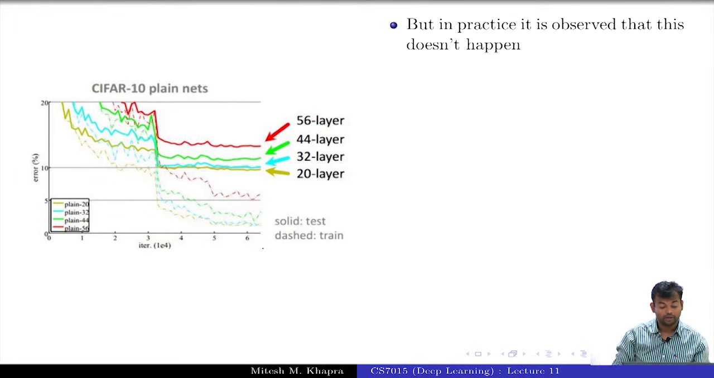So this is what was happening in practice. You have a 20-layer network, a 32-layer network, a 44-layer network, and a 56-layer network. And you see that the training error of deeper networks is much higher than the training error of the shallow networks. That means this argument, that the deep network should at least do as well as the shallow network, was not working well in practice.